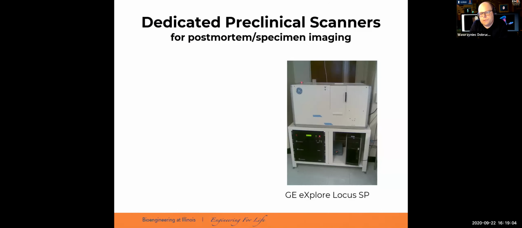But there are also systems which allow you to scan specimens with even higher resolution. You can go down to the single micrometer size, right? So ultra high resolution scanners. These are more dedicated to specimen imaging and post-mortem imaging. One of the examples that I work with was a GE Explore Locus SP. This particular system allowed us to go down with the spatial resolution to 6.5 microns.